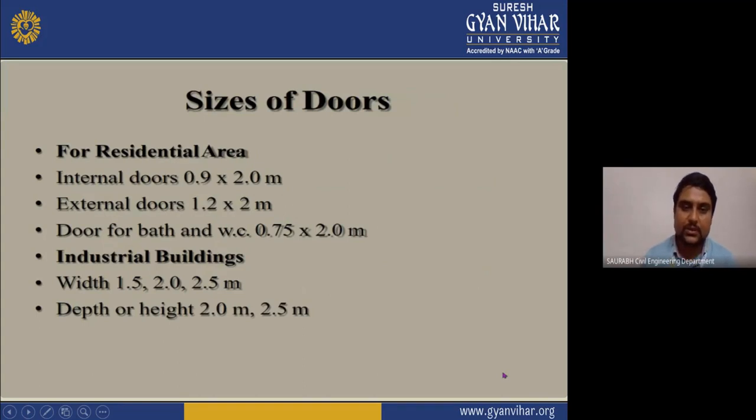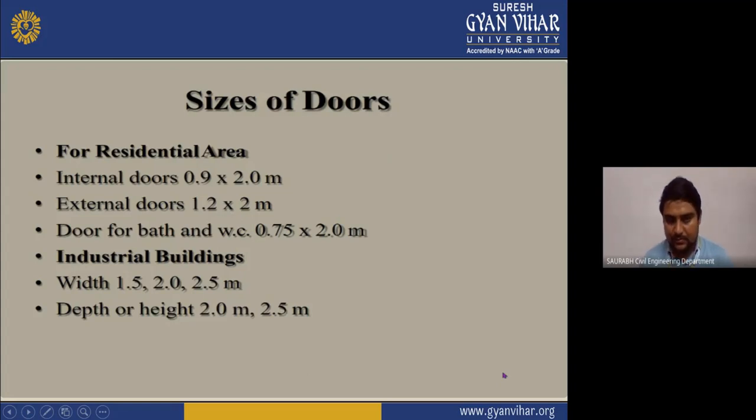Now we come to a very important point, which is sizes of door. As we know, sizes of door are categorized on the basis of building types. For residential buildings, as you can see, the internal door width is between 0.9 to 2.0 meter. External door is 1.2 to 2 meter. For bathrooms and WC, it is 0.75 by 2.0 meter.